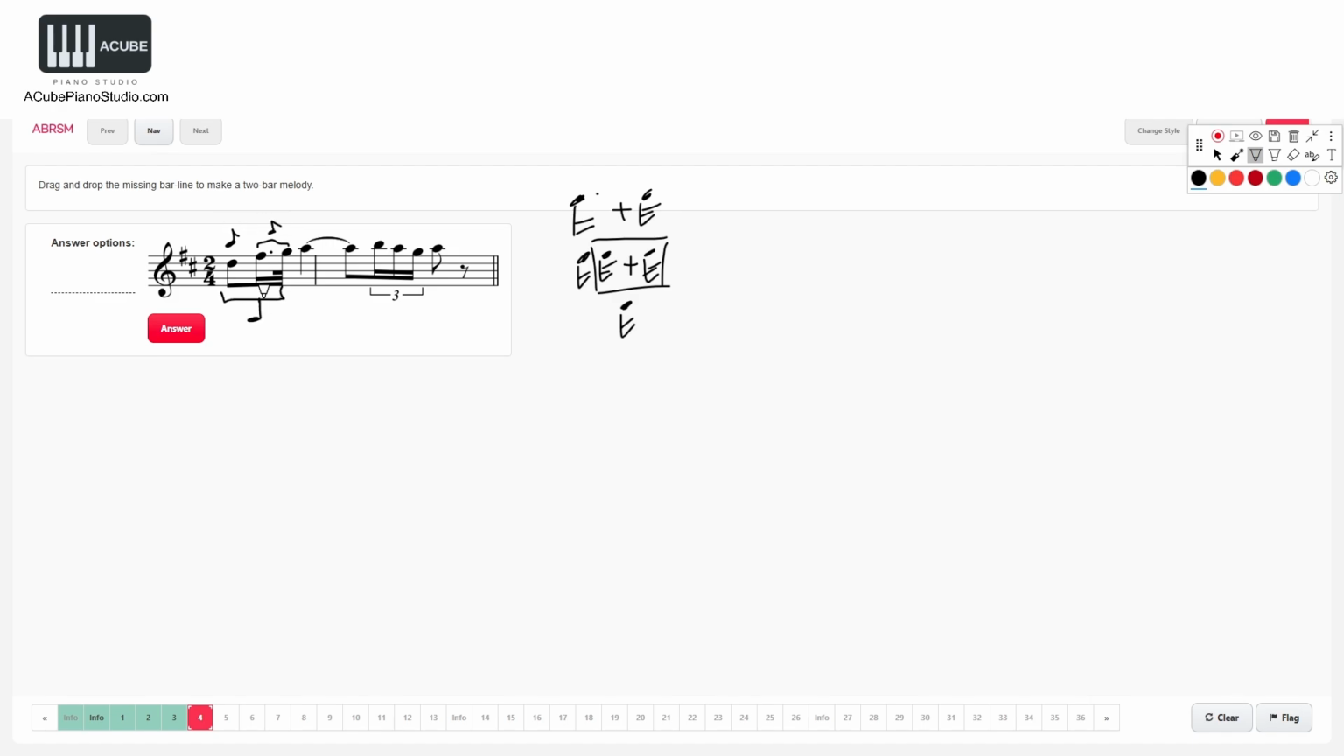So this is the 1st crochet beat. This is the 2nd crochet beat. So this is 2/4 time, right? In 2/4 time, you have 2 crochet beats per bar. So I'll put the bar line here. Then from here on, this is another quaver beat.